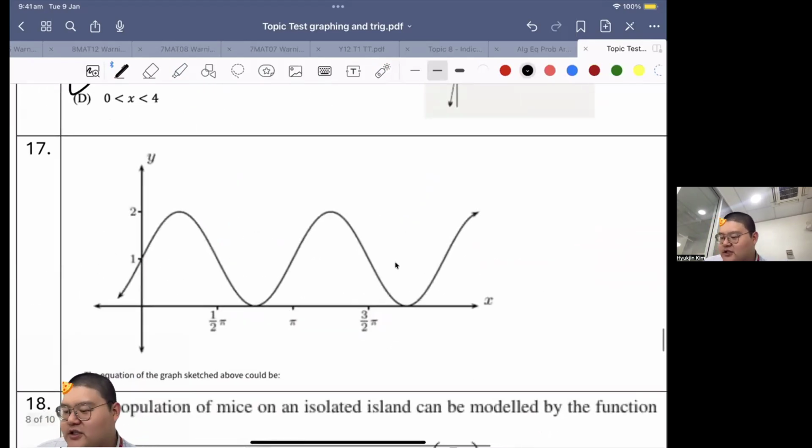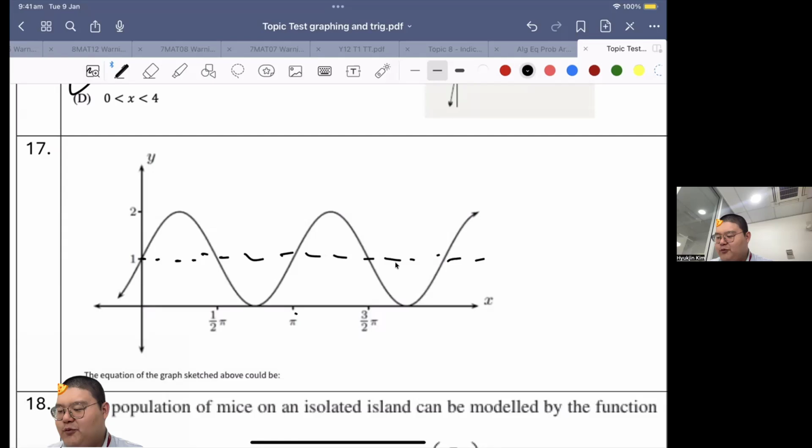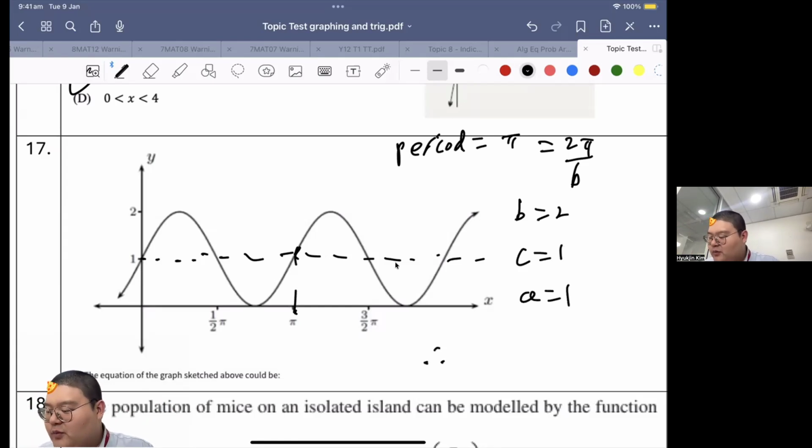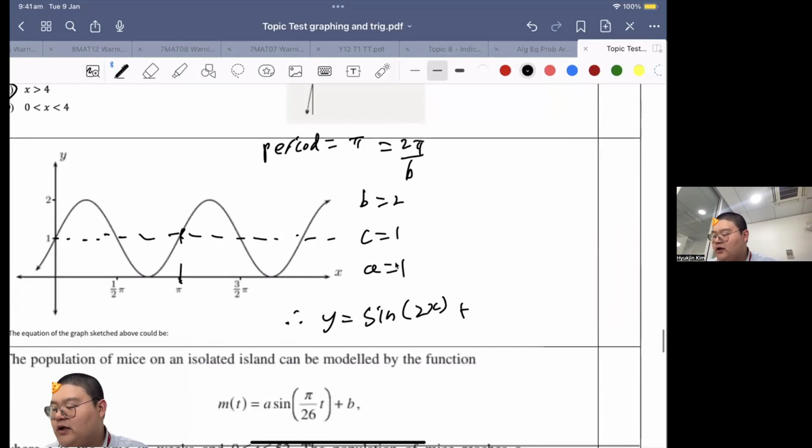The equation of the graph sketched above could be, well, I kind of went through this in class too, but this isn't as annoying as that other graph question, so I'll just do it. It repeats itself every pi. Period is pi. But what do we also know? It's 2 pi over b. This means b equals 2. At this point, you kind of need to be able to just do this straight away. C is just 1. Amplitude is 1. So what do you know? y equals amplitude 1, sine 2x, because b is what multiplies x, plus 1. All good?